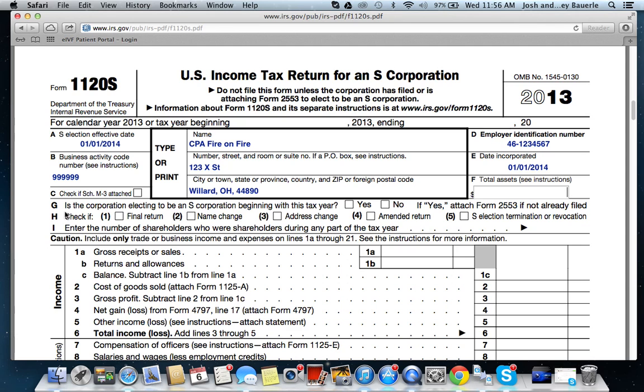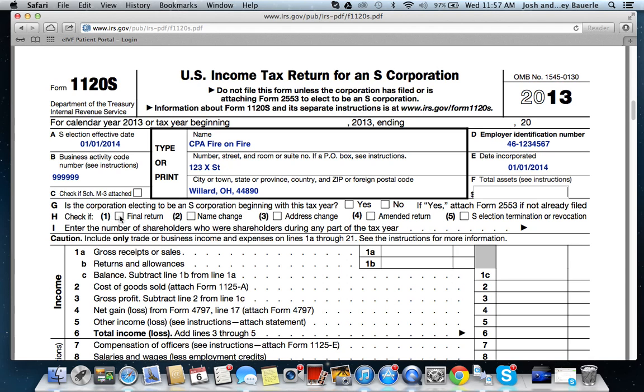Okay, so we'll get on to line G here. Is a corporation electing to be an S corporation beginning with this tax year? If this is your first time filing an 1120S and you never filed the Form 2553 that you were supposed to file, click yes. Otherwise, click no.